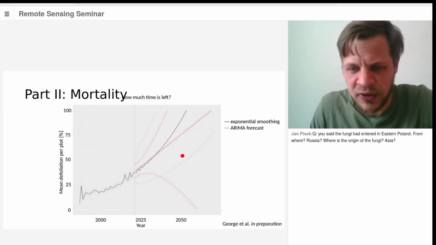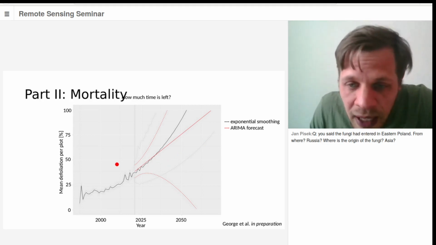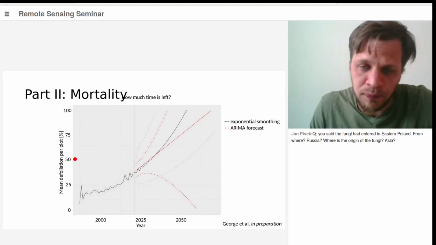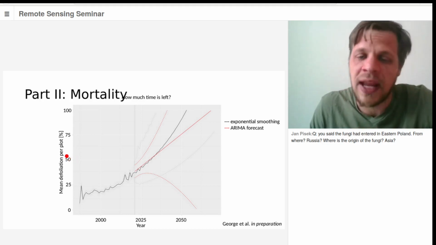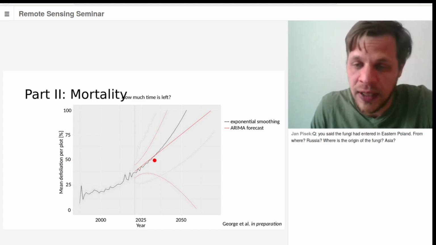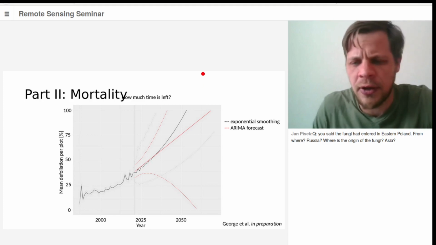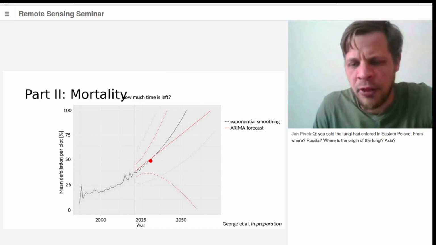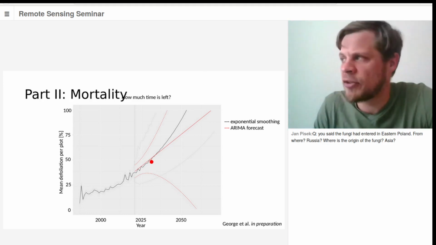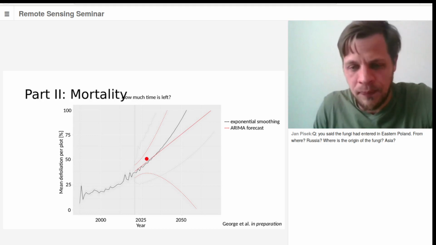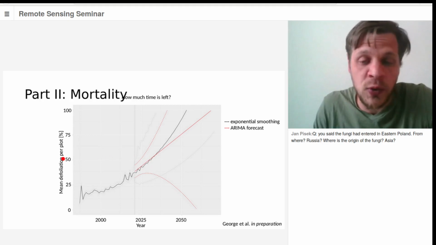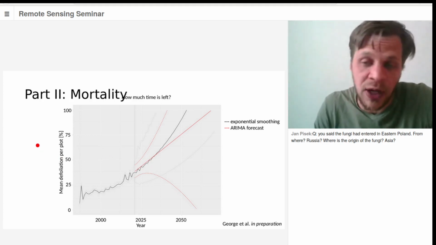But what you see, interestingly, is that until this critical point, where the stands would on average reach 50% defoliation, both models largely agree. This is somehow 2030, I think, which is not much. It's 9 years from now actually. Stands will most likely reach a critical point where trees have to live with 50% of their leaf area.